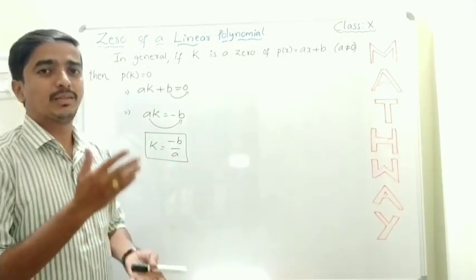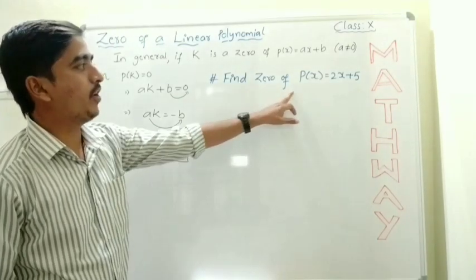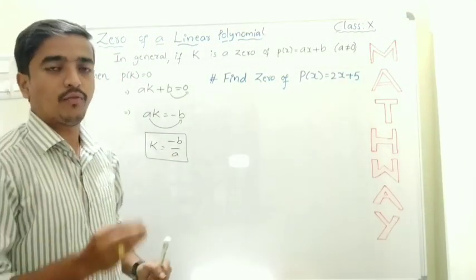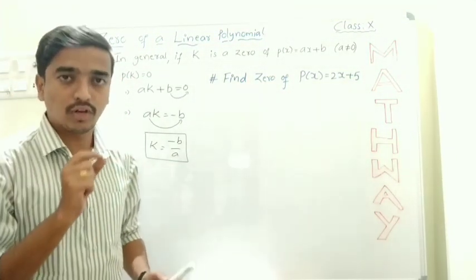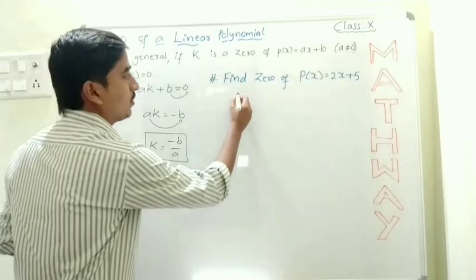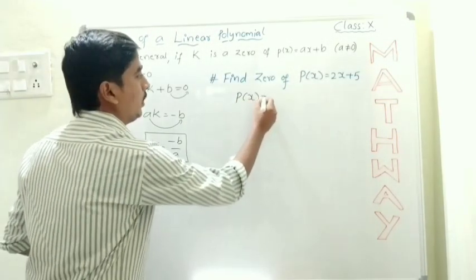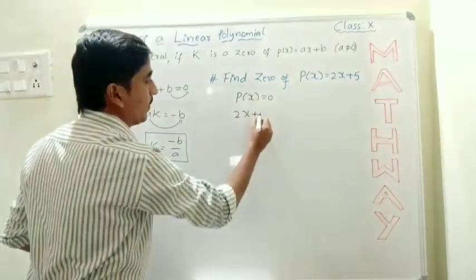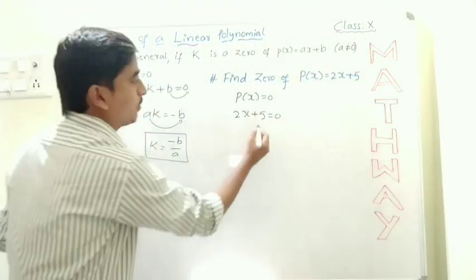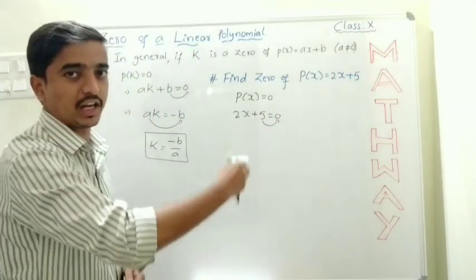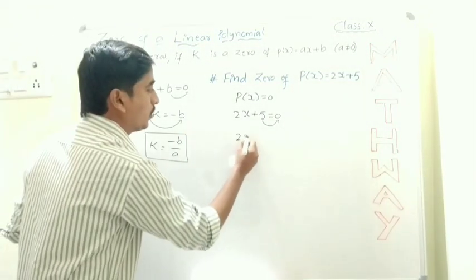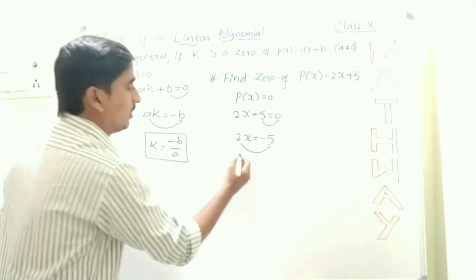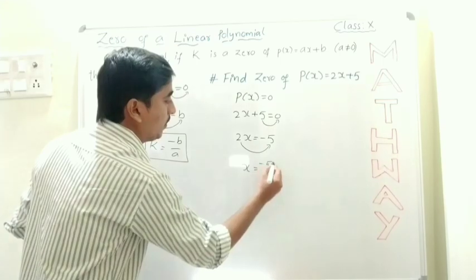Let us understand this by one more example. Find the zero of p of x equals 2x plus 5. It is a linear polynomial. To find the zero for any polynomial, make the polynomial equal to 0. So now take p of x equals 0. The given polynomial p of x is 2x plus 5. So write 2x plus 5 equals 0. Now transpose plus 5 to the RHS. Plus 5 transposed becomes minus 5. So 2x equals minus 5. Then after transposing 2 to the RHS, x equals minus 5 by 2.